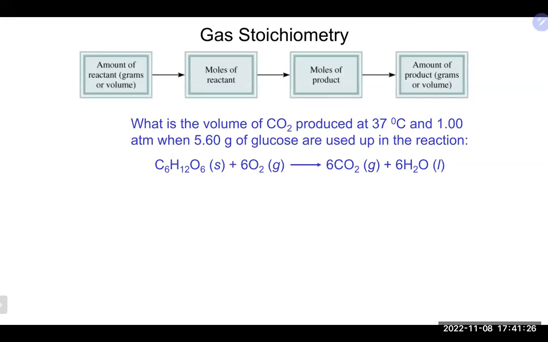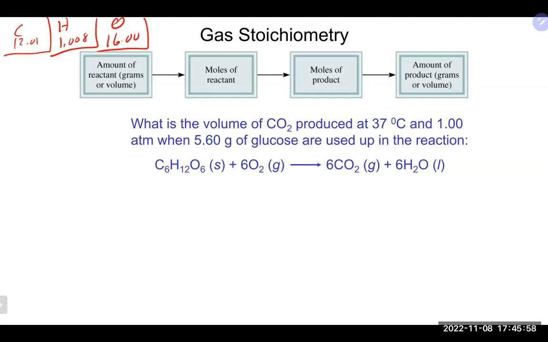So we want to know what volume of CO2 is produced at 37 degrees Celsius and 1 atmosphere when we react 5 grams of glucose in this reaction. Why don't you take a couple of minutes and work it out? Let me give you some numbers. Carbon 12.01, hydrogen. Okay, let's take a look.